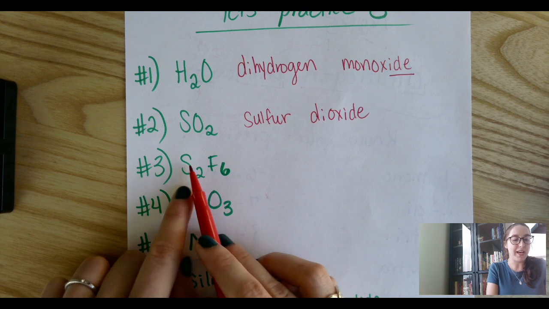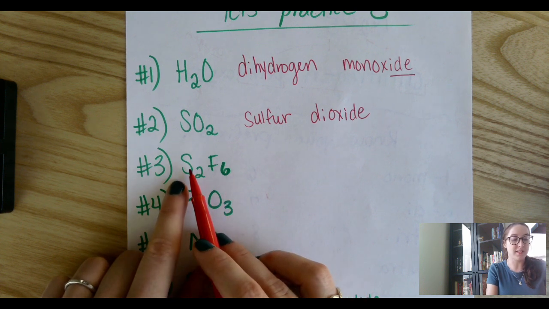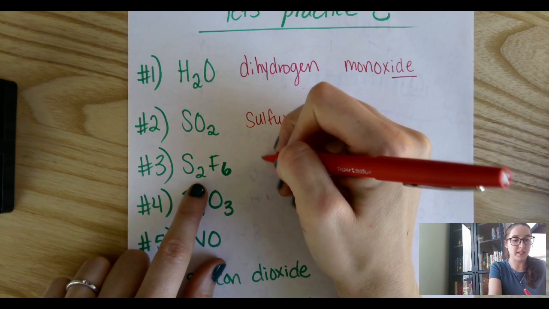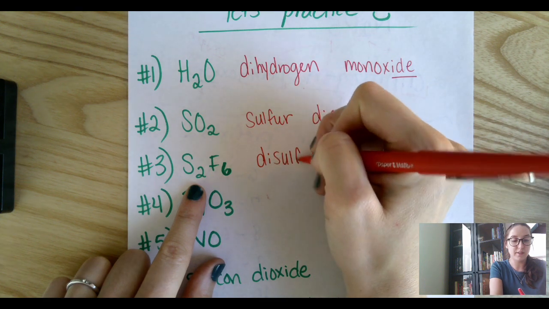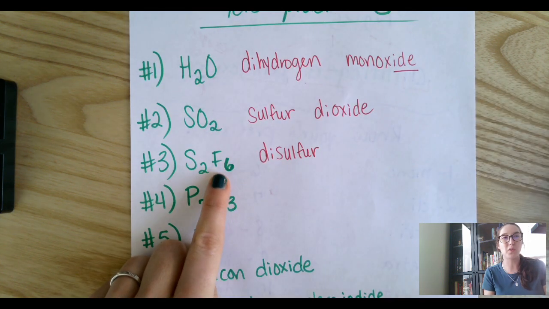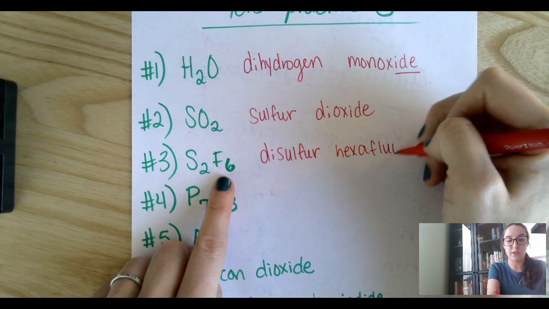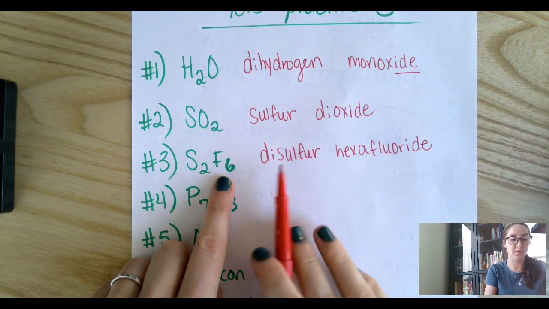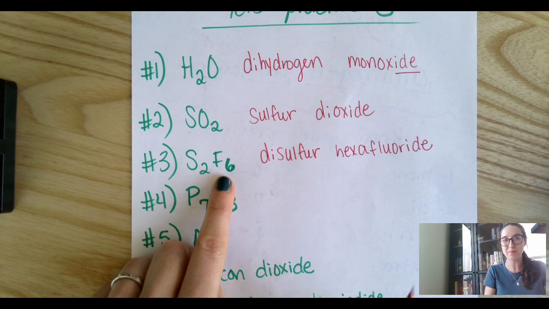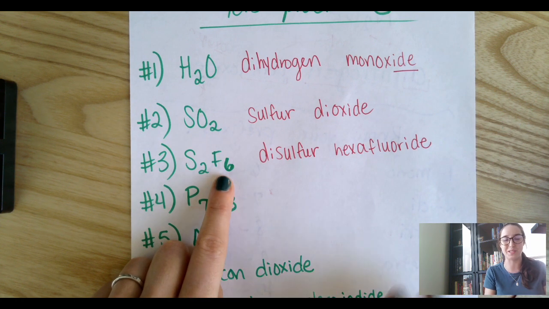Number 3, we have S2F6. So S is sulfur, and I have 2 of them. So I need to say disulfur, right? And then I have 6 fluorine. 6 is hexa, and then fluorine will turn into fluoride, okay? So disulfur hexafluoride. Writing it exactly as they tell us to, okay?